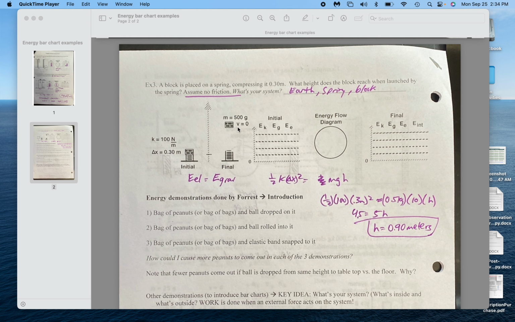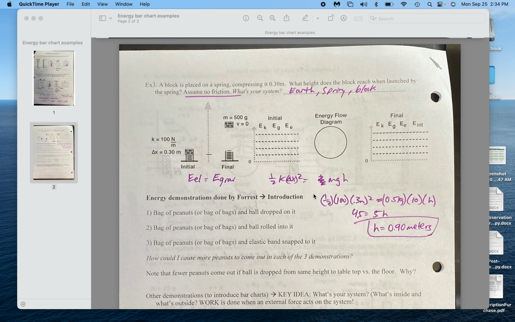So I've got E elastic at the beginning is equal to E gravitational at the end. I have 1/2 kx squared equals mgh. So 0.3 squared is 0.09, times 100 is 9, times a half is 4.5, so 4.5 joules. 0.5 kilograms times 10 newtons per kilogram times h is 5h. So this says it would go up 0.9 meters.